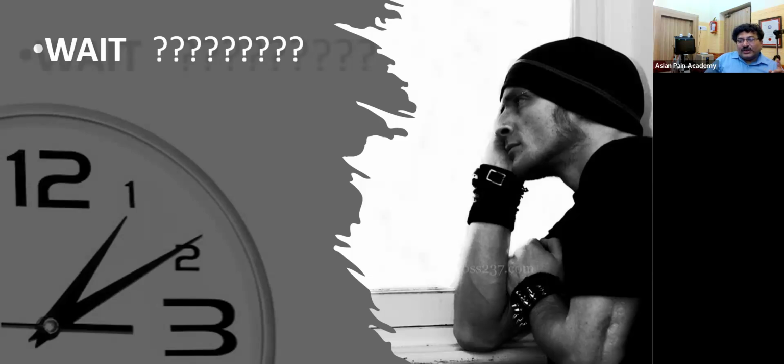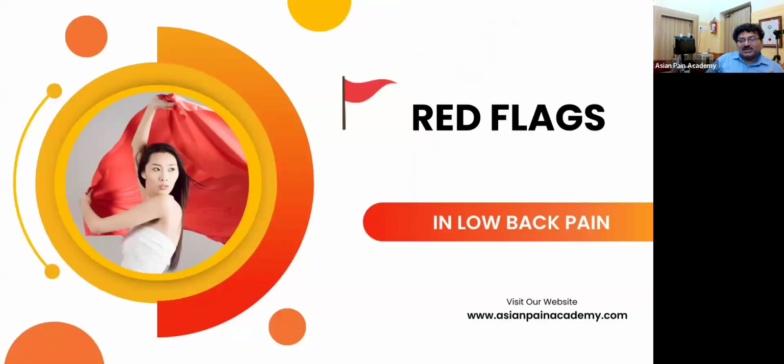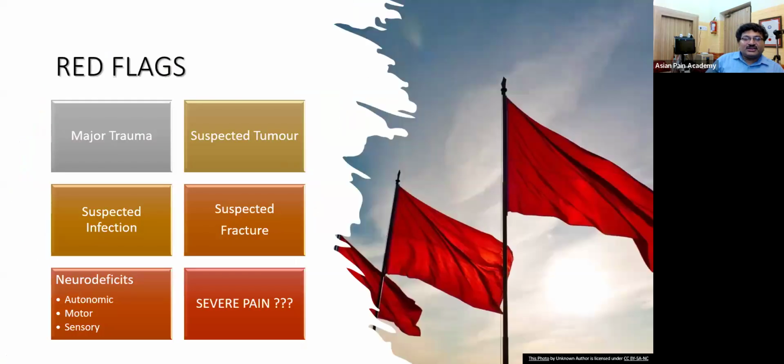Anyway, what we are talking about is, should we wait? The answer is we can wait, but in such a situation where there are no red flag signs. What are the red flags? In low back pain, there are certain situations or conditions when waiting could cause more disability for the patient. So in those areas, we should not wait. We have to go for prompt management. But in the rest of the cases, we can wait with conservative management. So let's see what the red flags in low back pain are.